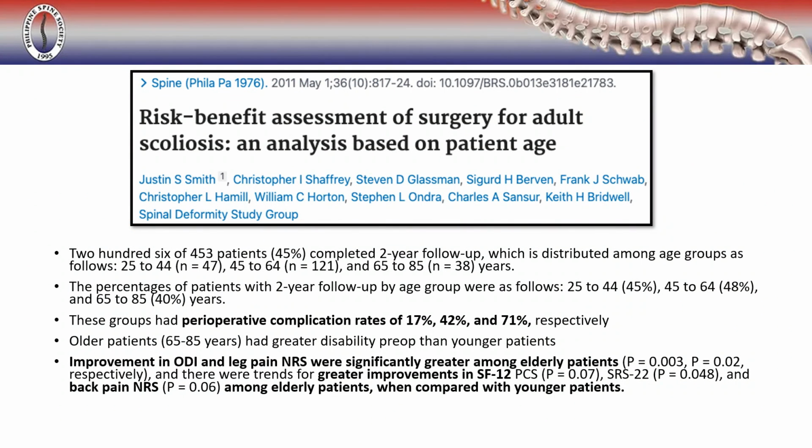And here we have another study that analyzed outcomes of surgery for different age groups, again after 2-year follow-up. Elderly patients reported significantly greater improvement in their health scores and back pain scores when compared to the younger patients, despite having a higher perioperative complication rate. These data demonstrate the potential benefits of surgical treatment for adult scoliosis and suggest that the elderly, despite facing a greater risk of complications, may also stand to gain a greater improvement in disability and pain with surgery.